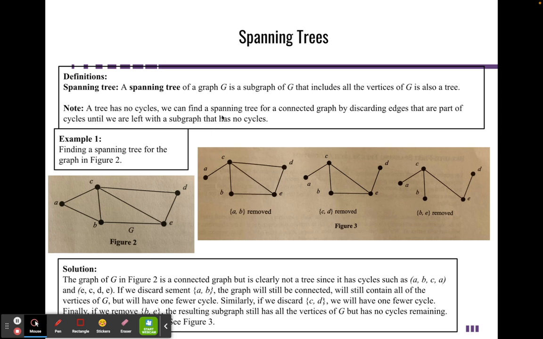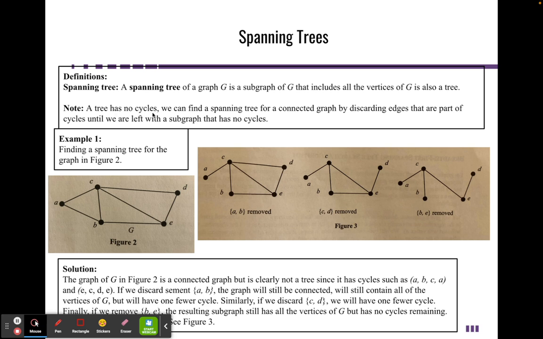A spanning tree of a graph G is a subgraph of G that includes all the vertices of G. It also is a tree. So let's pause and think about that for a second. We're not losing any vertices, and it also is a tree. So we're spanning all of the vertices of the graph, but the main thing we're doing here is taking away the fact that it's not connected.